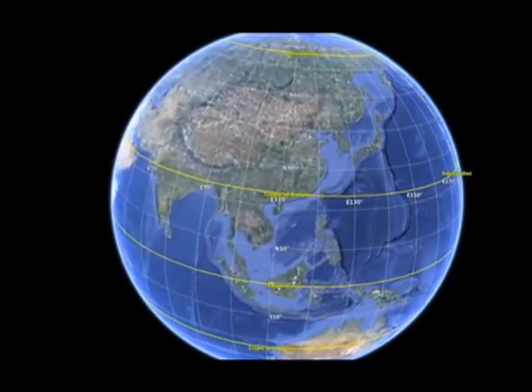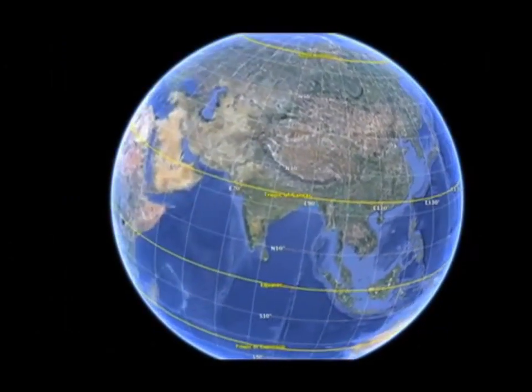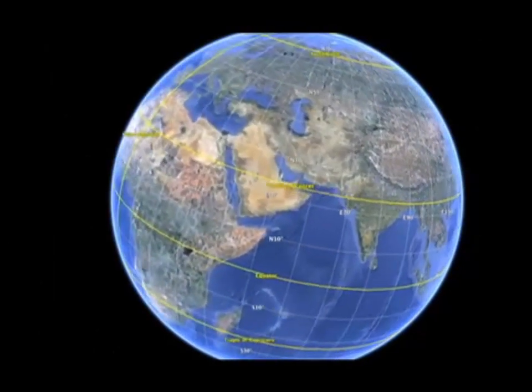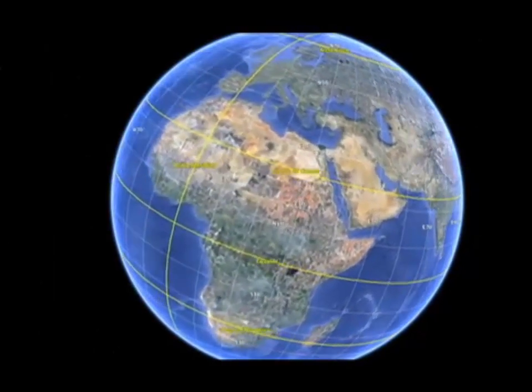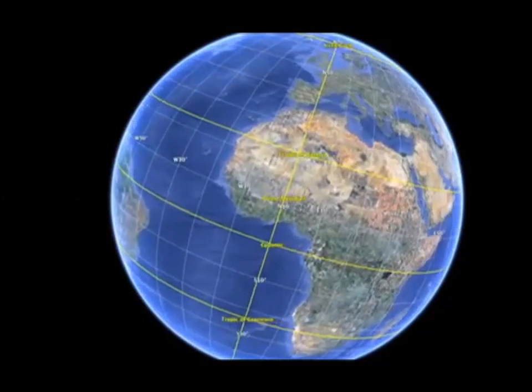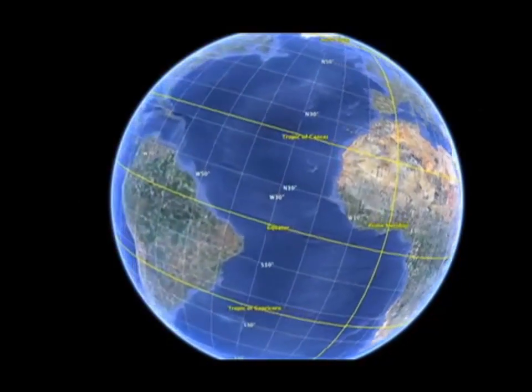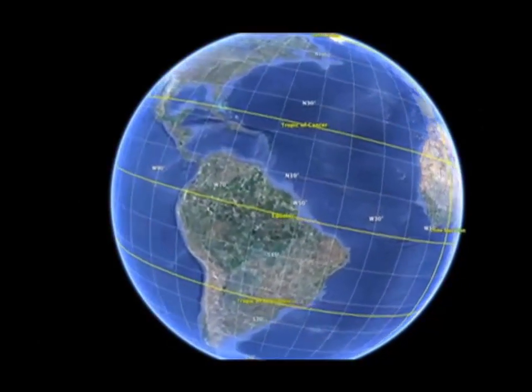Parallels of latitude and meridians of longitude form an invisible grid over the Earth. This grid is measured in degrees, minutes, and seconds, and it allows us to pinpoint exact locations anywhere on the face of the Earth.